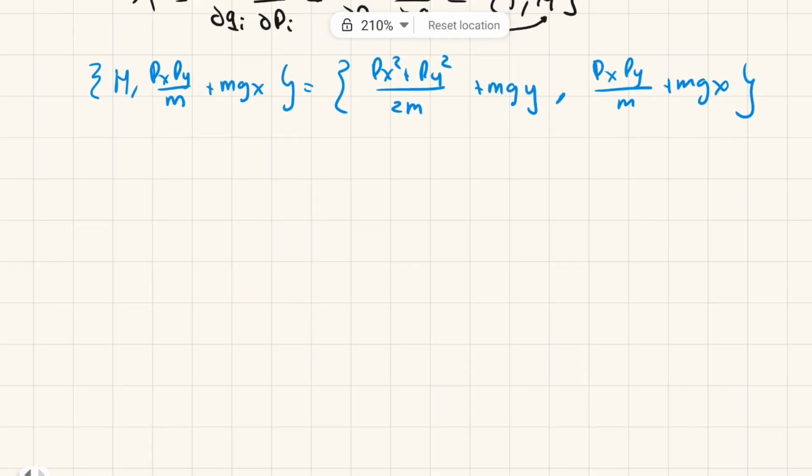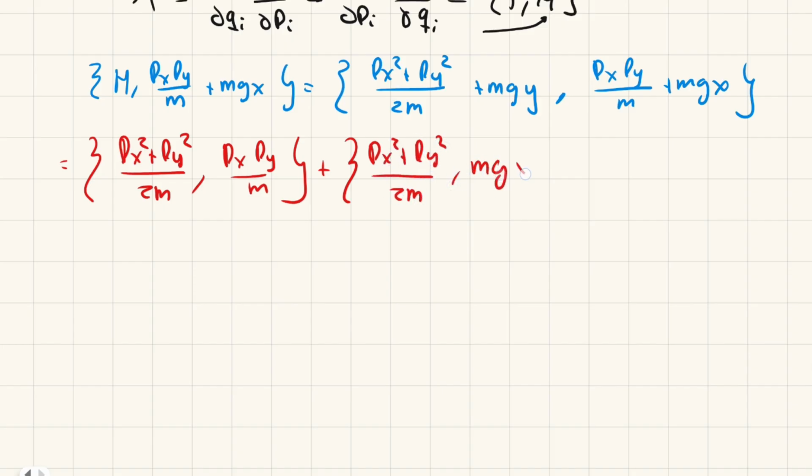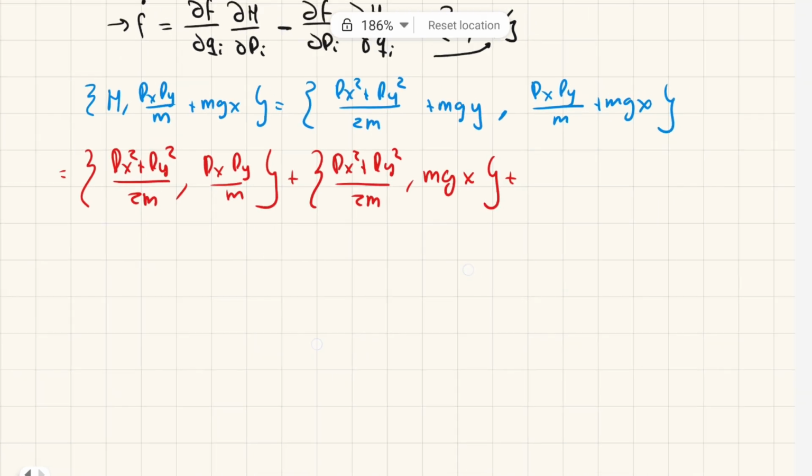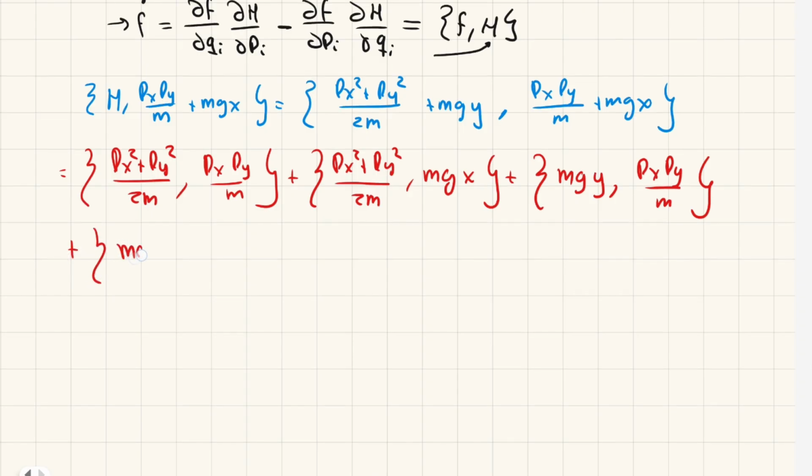So let's use distributivity first to say that this is going to be the Poisson brackets of px squared plus py squared divided by 2m with px py divided by m, plus the Poisson brackets of px squared plus py squared divided by 2m with mgx, and then plus the Poisson brackets of mgy with px py divided by m, and then plus the Poisson brackets of mgy with mgx.